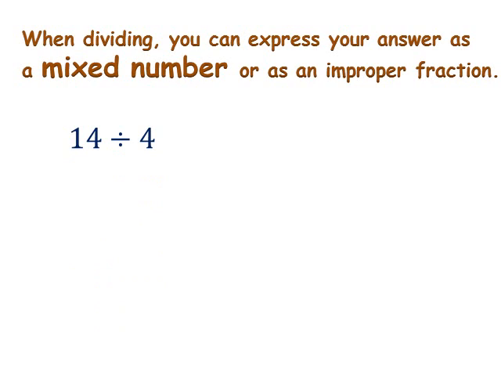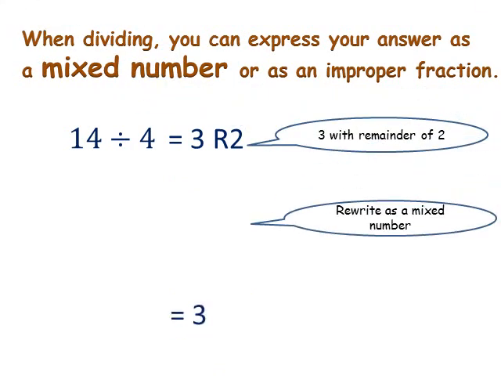As an example, let's try 14 divided by 4. And if you do it, you would come up with 3 remainder 2. How do you express 3 remainder 2 as a mixed number? Okay, so you write 3 first as the whole number, and your remainder 2, you put it on top of your 4. So 2 would be your numerator, and 4, which is your divisor, would be your denominator.